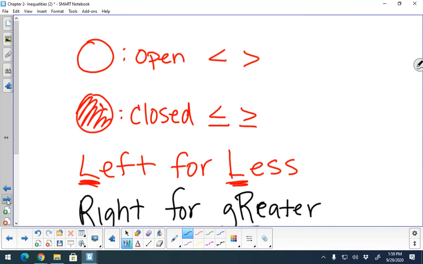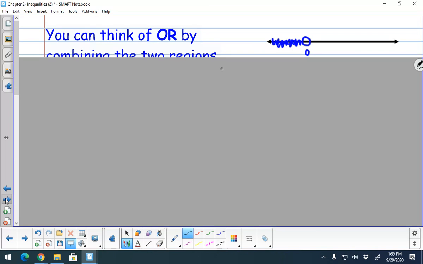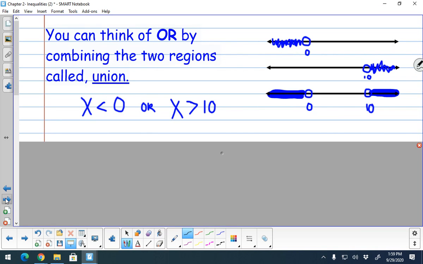All right, so that was all about the and statement. Now let's talk about or. So again, you don't have to write this. This is just showing you. With or statements, they're going to go in opposite directions from each other. x has to be less than 0, so we would shade left. x has to be greater than 10, so we would shade right. You put those two together, you're going to see them in opposite directions.